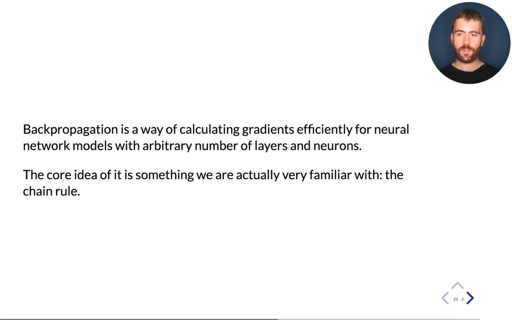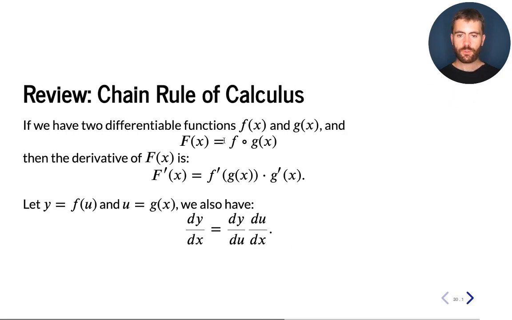The core idea of backpropagation is a simple formula from calculus called the chain rule. You should remember from calculus that there is a formula for computing the gradient of the composition of two differentiable functions. If I have f composed with g, then the gradient of this is given by the gradient of f at g of x times the gradient of g of x. Or using this other notation, we have the following formula.